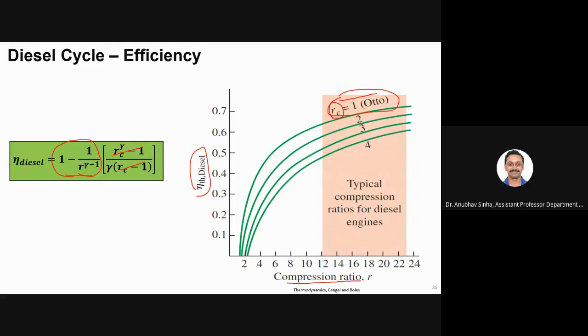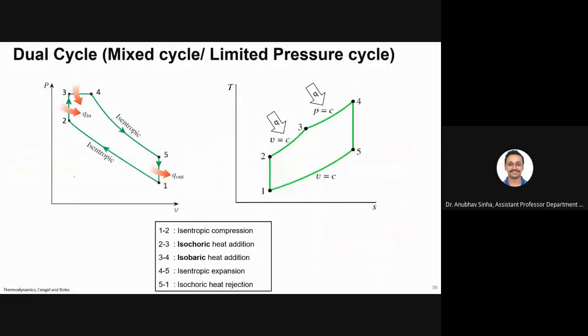Okay, now let us talk about another interesting cycle, which is basically a combination of Otto and diesel cycle. So what we do here is basically heat transfer. There are two processes involved. One will be constant volume, and one will be constant pressure. So we add heat using two different sources, two temperature sources.